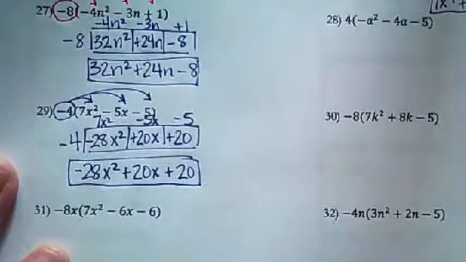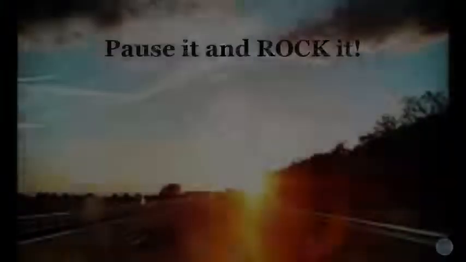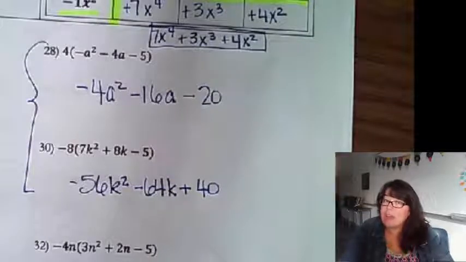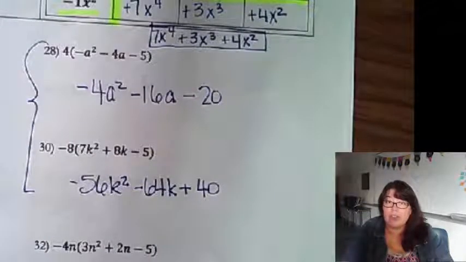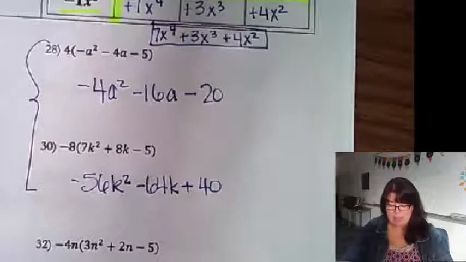Why don't you pause the video and give 28 and 30 a try on your own? Those are the answers you should have had for 28 and 30. If you didn't get them, be sure to pause the video and see if you can figure out what went wrong. Meanwhile, let's keep plugging on with some examples, shall we?